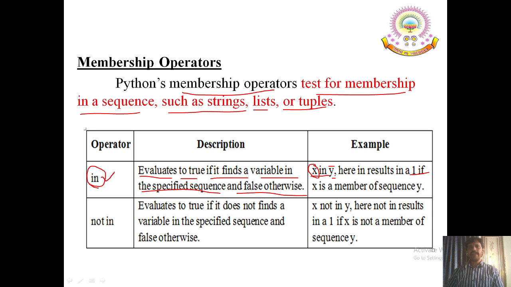The in operator will find whether the given value is present in the list or not. If it is there, it will return true, otherwise it will return false. So the searching, linear search or binary search, all kinds of operations can be simply performed using the in operator. And the logical opposite of this in operator is not in. It evaluates to true if it does not find a variable in the specified sequence and false otherwise. So you can find whether a character is there in a string or not, whether a value is there in the list or not, similarly whether a value is there in the tuple or not, using the in and not in operators.